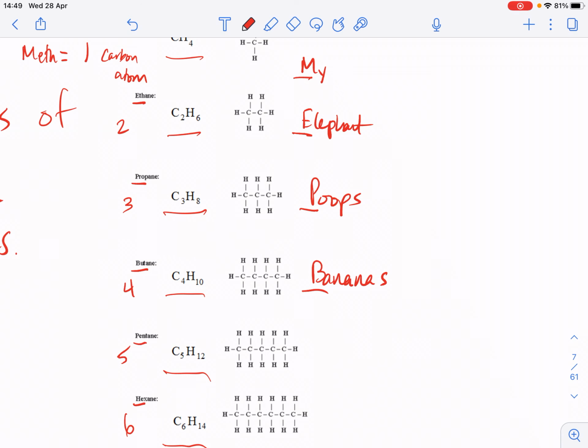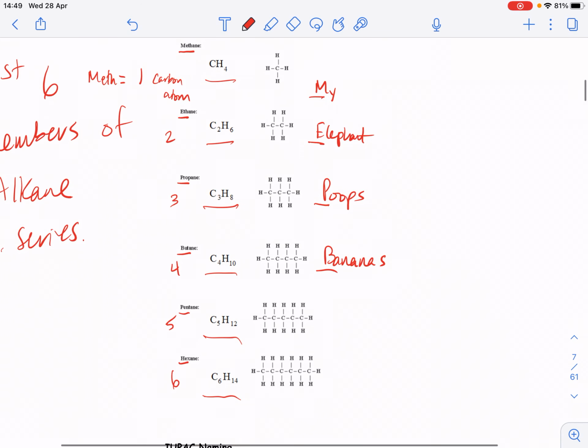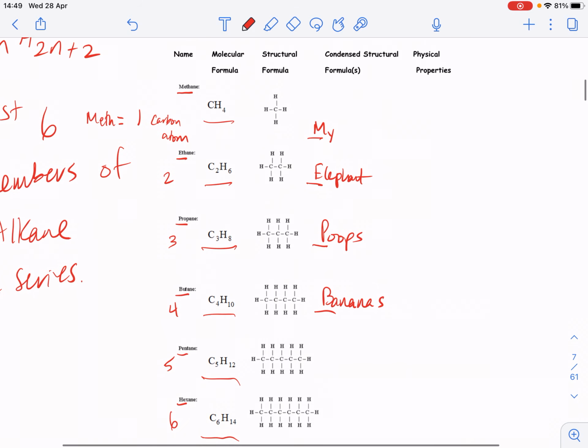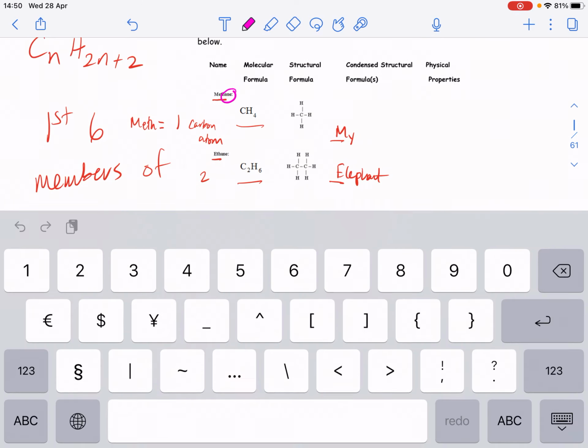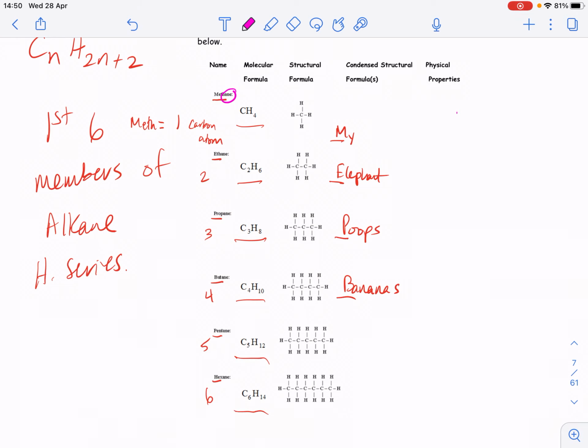When you see that as part of the name, that tells you how many carbon atoms are in the main chain of the molecule. And then the ending, which in this case is ane for all of these, is called a suffix of a name. So ane tells me that I have an alkane. When I put that together and I see meth and I see ane, I know that I have a 1 carbon molecule that is an alkane. So that's how that naming system works.